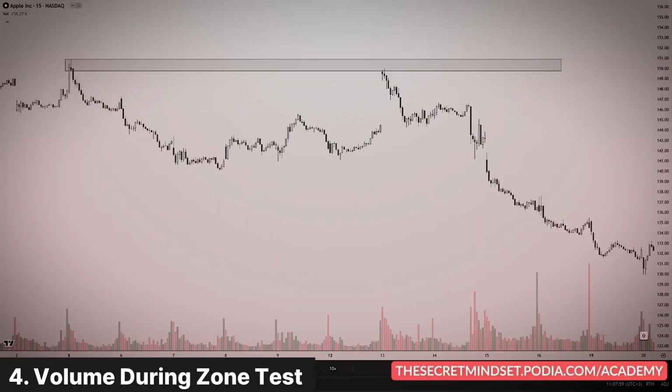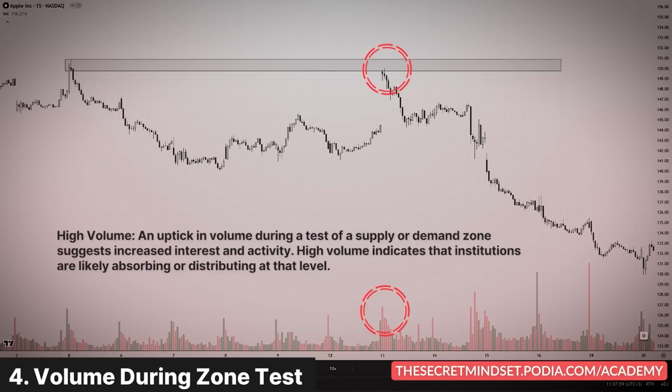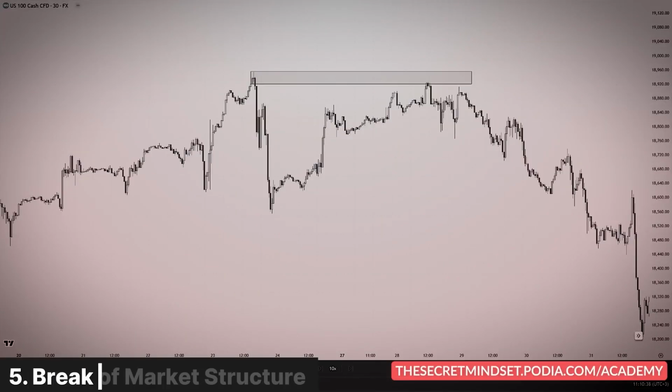Another thing to watch for is the volume during the formation of the zone. Generally speaking, you want to see a noticeable uptick in volume as price is testing a key level. This indicates that there's a lot of interest and activity happening at that specific price, and that institutions are likely absorbing or distributing there.